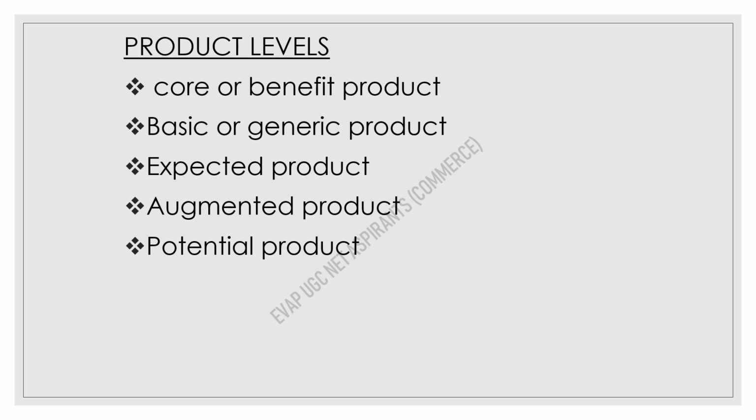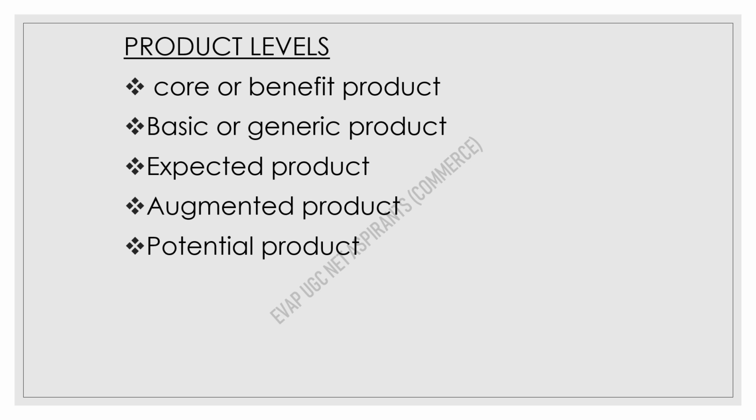Next one is the basic or generic product. So what is basic or generic product? When a core benefit turns into a basic product, that is called the basic or generic product. For example, take the same example of a student. Education was the basic need. So the basic product for education will be books and study materials. That will be the basic product.